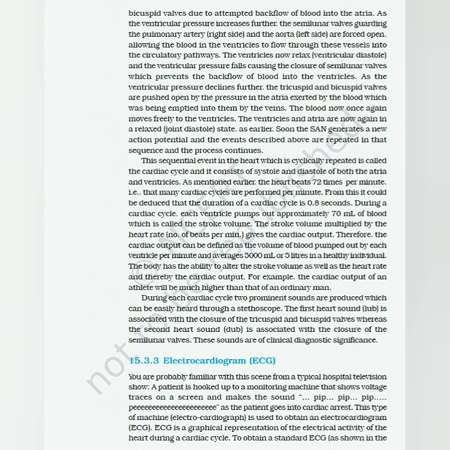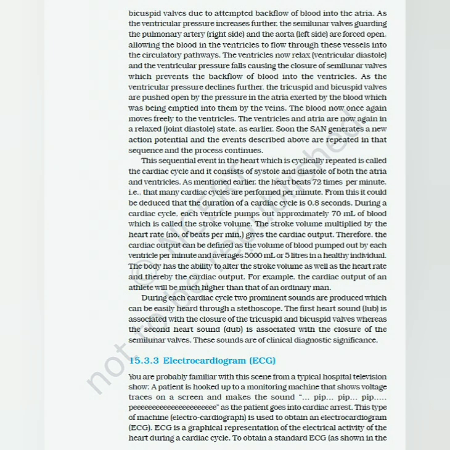Electrocardiogram, ECG. You are probably familiar with this scene from typical hospital television shows. A patient is hooked up to a monitoring machine that shows voltage traces on a screen and makes the sound pip pip pip peee as the patient goes into cardiac arrest. This type of machine, electrocardiograph, is used to obtain an electrocardiogram, ECG. The ECG is a graphical representation of the electrical activity of the heart during the cardiac cycle.